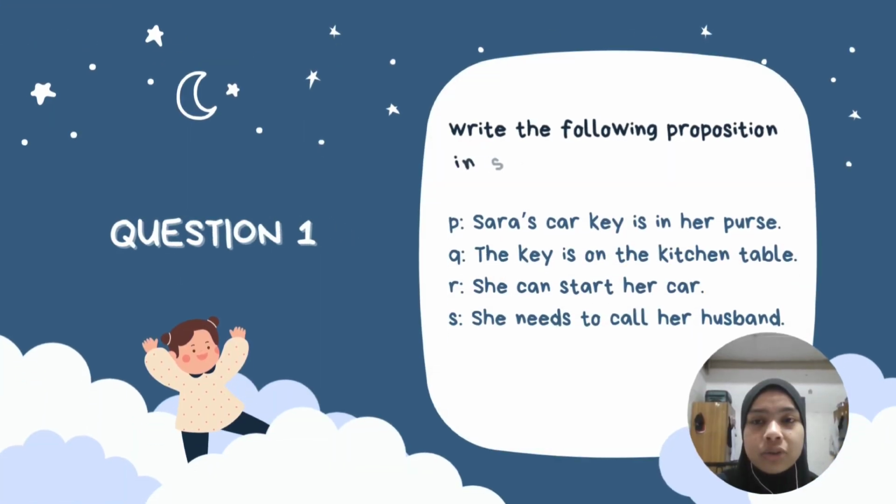Next, I would like to share with you some questions. Let's look at the first question. We need to write the following propositions in symbols where P, Sarah's car key is in her purse. Q, the key is on the kitchen table. R, she can start her car. And S, she needs to call her husband.